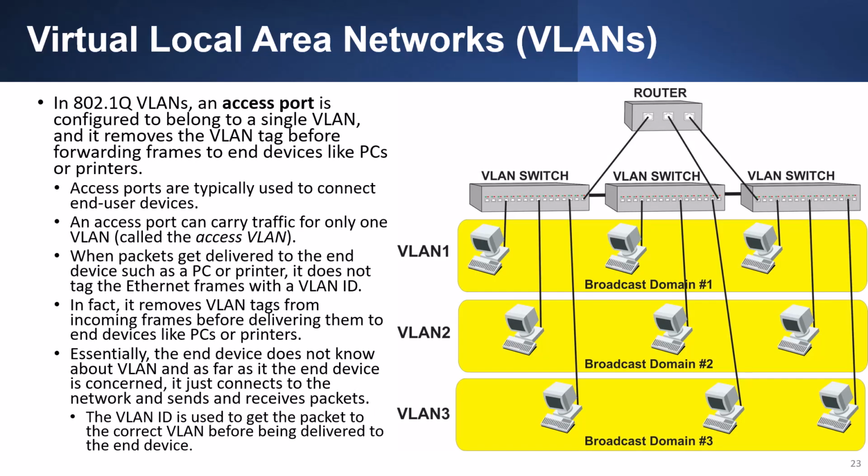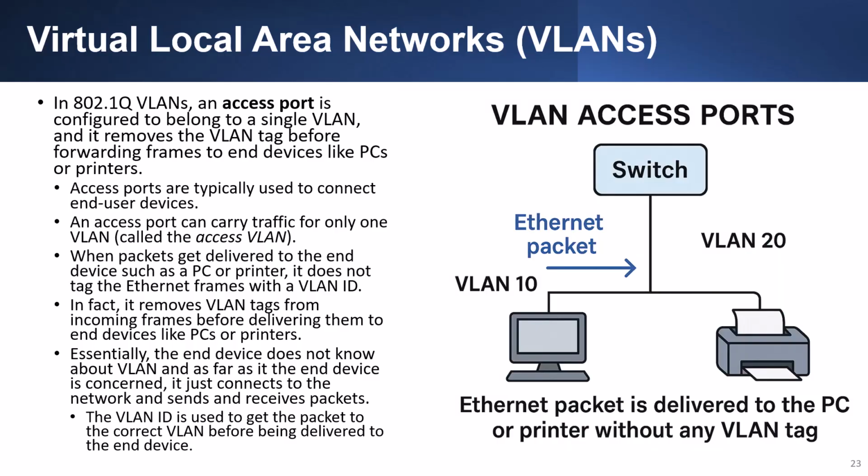In 802.1Q VLANs, an access port is configured to belong to a single VLAN, and it removes the VLAN tag before forwarding frames to end devices like PCs or printers. Access ports are typically used to connect end-user devices. An access port can carry traffic for only one VLAN, called the access VLAN.